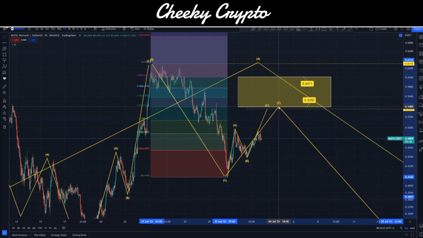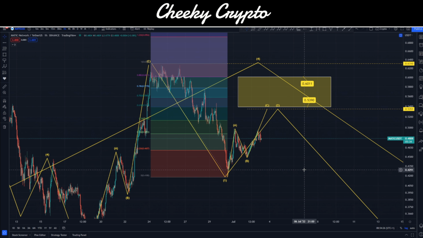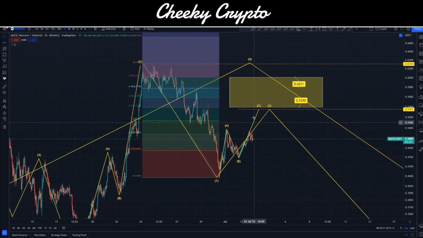So the wave 2 looks like it's going to be on the shallower end of the spectrum here, and then we are likely to see a reversal to the downside. Okay, and it should be pretty significant. It should be 1.618 of the move of wave 1.